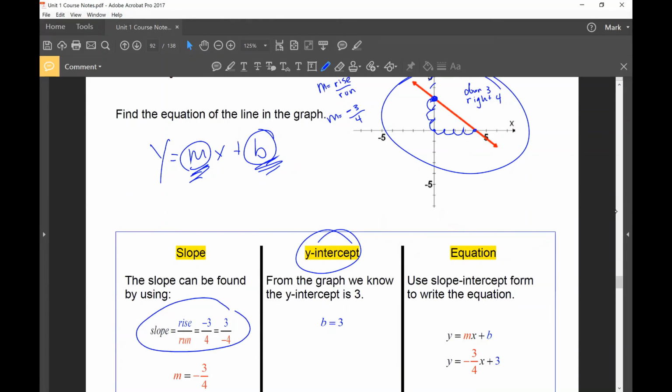Slope can be found by using rise over run. My formula for this is y is equal to -3 over 4. That's my slope. Plus 3. That's my y-intercept.